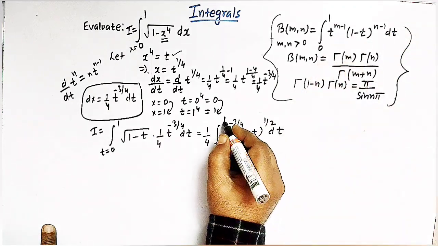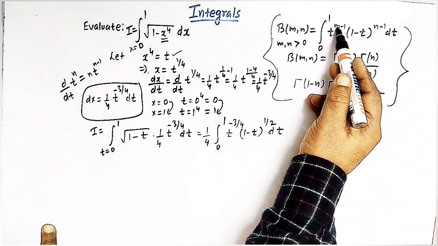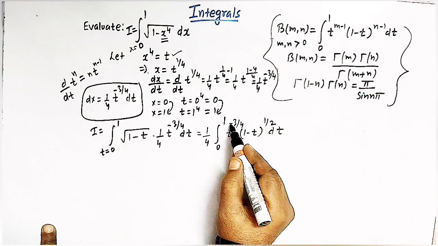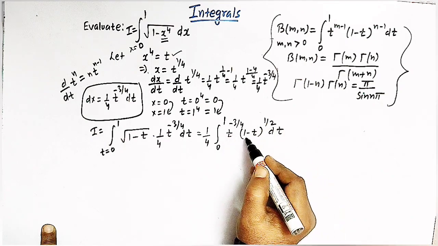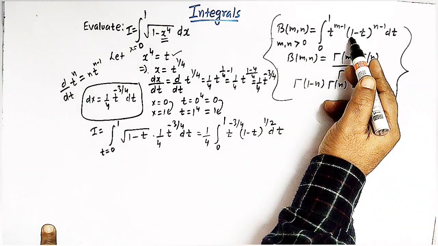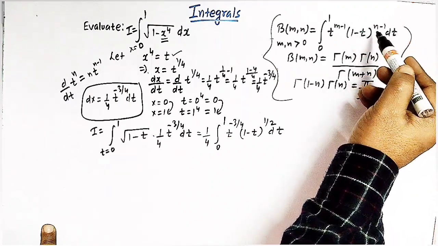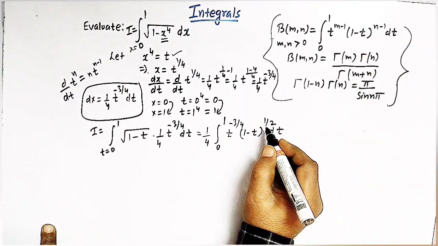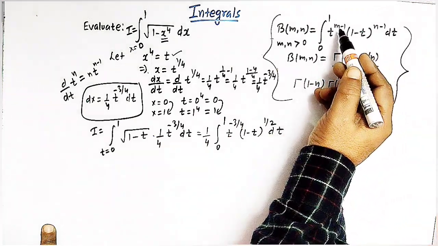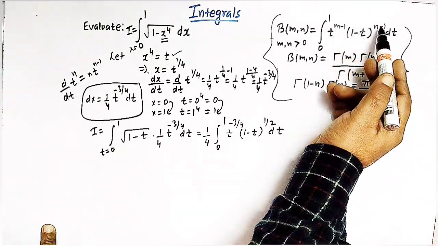Okay, now let us compare this integral with this one. Here we have 0 to 1, and here we have t raised to m minus 1. Here we have t raised to minus 3 over 4. Here we have 1 minus t. Here also we have 1 minus t, but here the exponent is n minus 1. Here we have half. So let us find out the values of m and n.